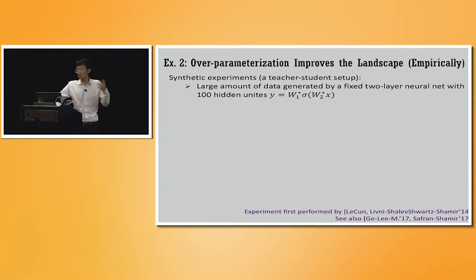You can consider this as a teacher network, or a true network that generates the label. And the loss function is just the L2 loss for simplicity. W1, W2 are my prediction model, the variables I want to optimize. So the question here is, what's the dimension of W1 and W2?